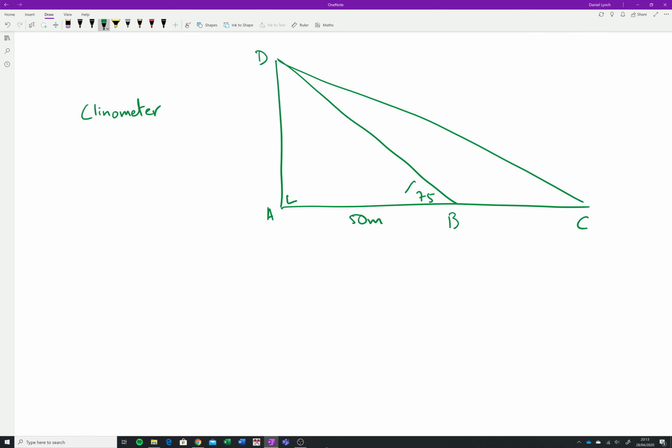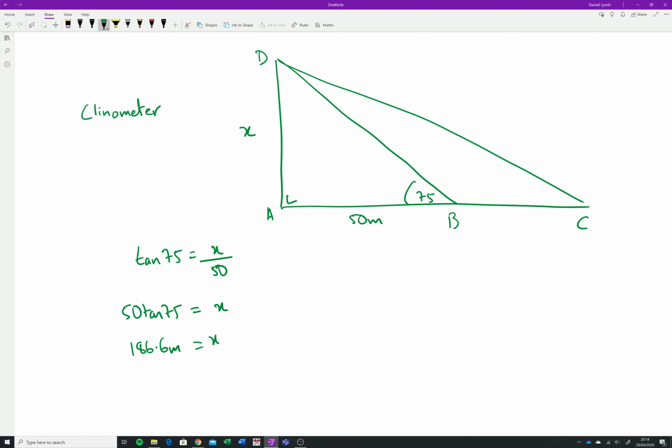So this is a right angle triangle. We want to know, we'll call it x, the opposite, and we've got the adjacent. So we'll say tan 75 is equal to opposite x over adjacent 50. Multiply both sides by 50, 50 tan 75. It asks us to give it to one decimal place. So we'll type that in, 50 tan 75. That's 186.6, and those are meters.